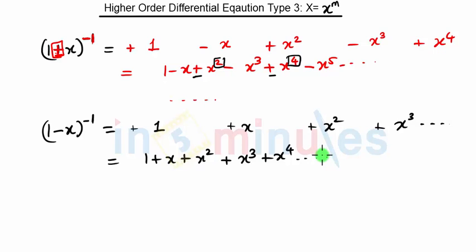So this is the basic binomial expansion of (1 minus x) raised to minus 1. Then we have the binomial expansion of (1 plus x) raised to minus 2. Here it is minus 2 in the power. So plus into minus indicates that the terms will alternate between positive and negative.